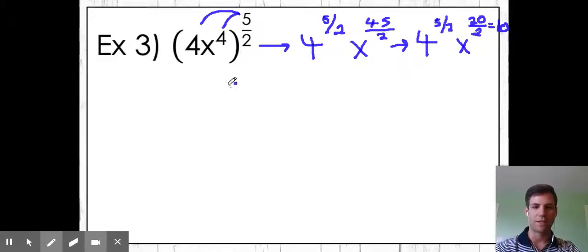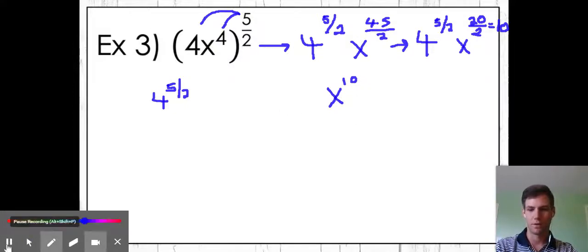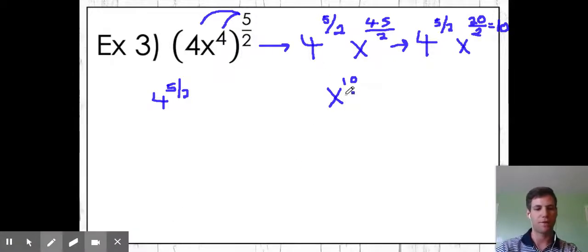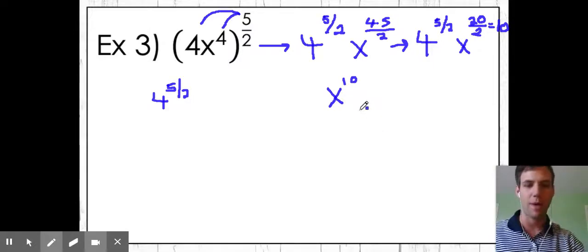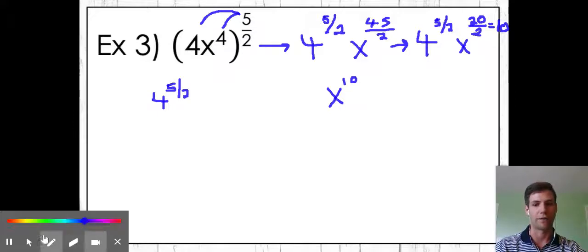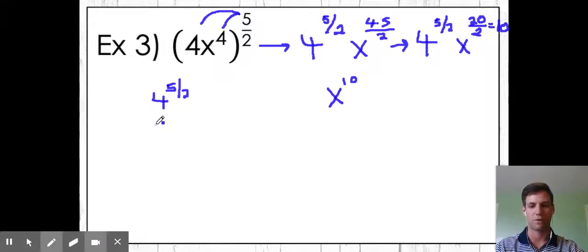So now we basically have 4 to the 5/2, and we have x to the 10th. And that is basically the same thing as what we have so far. A positive result of us doing that first was that we got rid of any rational exponents on the variable part. Now we just have x to the 10th power, which is done already. So we just have to figure out what's going on with the 4 to the 5/2 part.